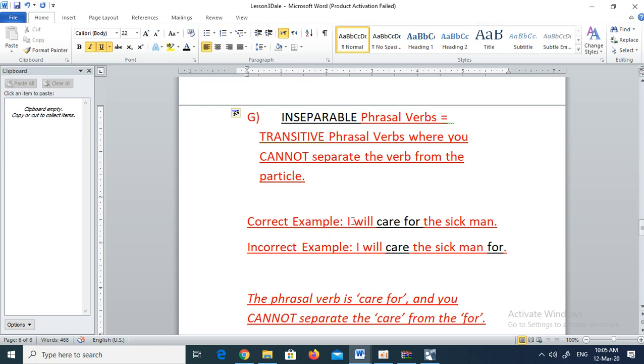So if you look at our first example, I will care for the sick man. The sick man is the object of that sentence. The phrasal verb is care for, and it has the verb care and the particle for. Now, because it is inseparable, we cannot separate the care from the for. So you can say, I will care for the sick man, but you cannot say, I will care the sick man for. Where the phrasal verb is transitive and inseparable, you must always keep the verb together with the particle. So I will care for the sick man is correct because the verb and the particle are together. But if you separate them, it is wrong. I will care the sick man for is wrong.